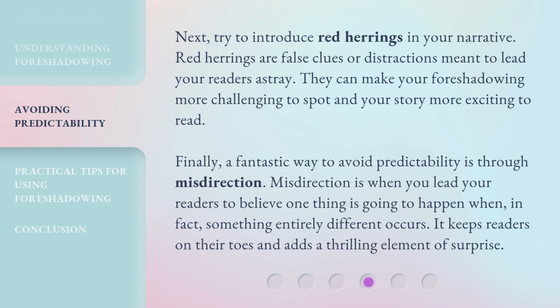Finally, a fantastic way to avoid predictability is through misdirection. Misdirection is when you lead your readers to believe one thing is going to happen when, in fact, something entirely different occurs. It keeps readers on their toes and adds a thrilling element of surprise.